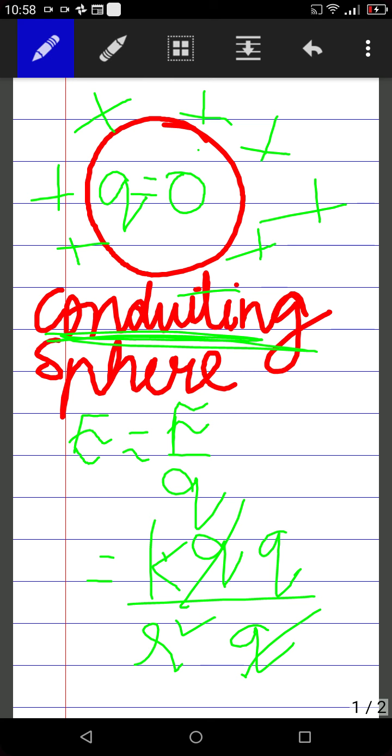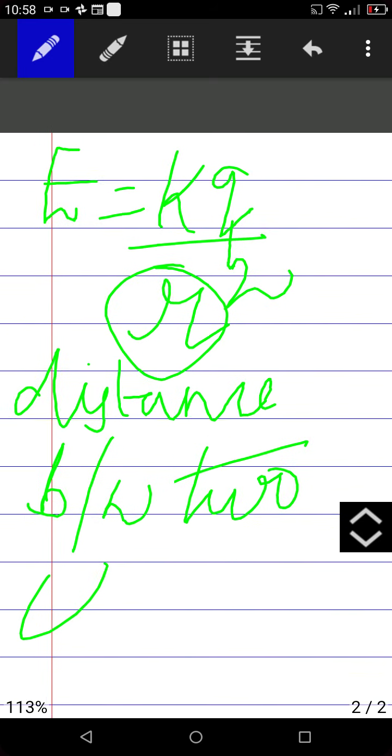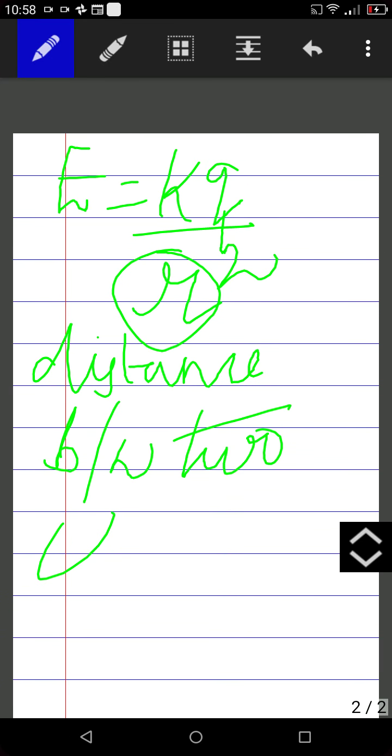One more q is there. Now this q will get cancelled. So finally we get the formula for E, that is kQ by r square. What does this r denote? It is the distance between two charges.